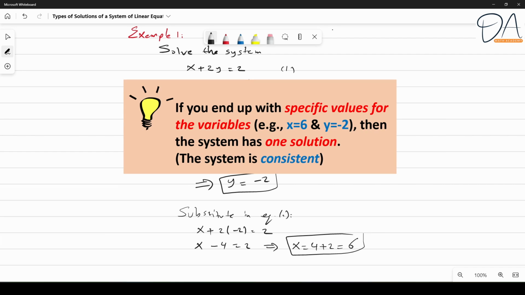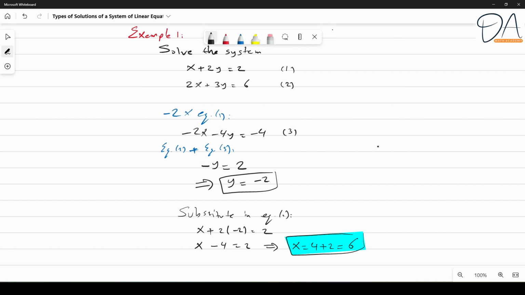Now, when you get a specific value for x and y, then that system has one solution, which is given by the values that you get. In this case, the solution will be x equal to 6 and y equal to minus 2. Now, let's look at another example that illustrates another case that you may get when you are solving a system.